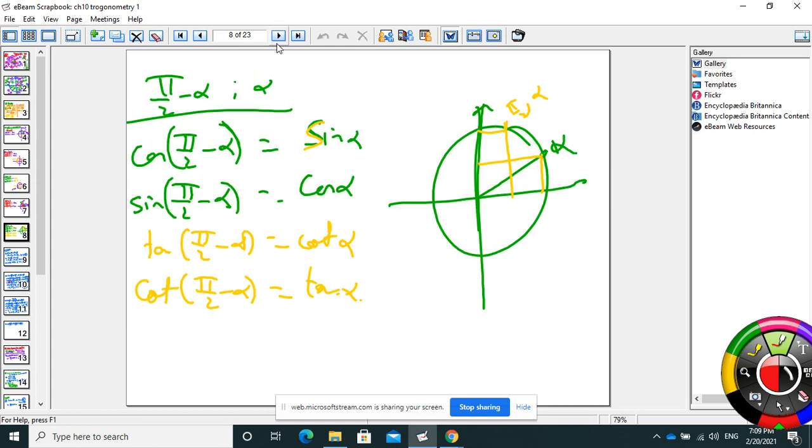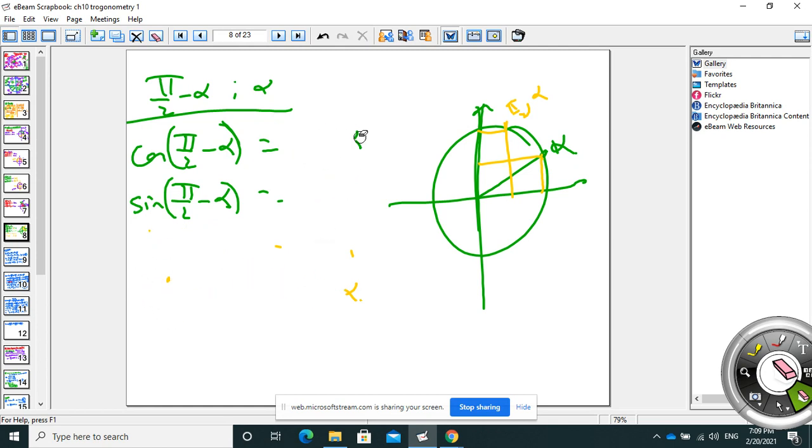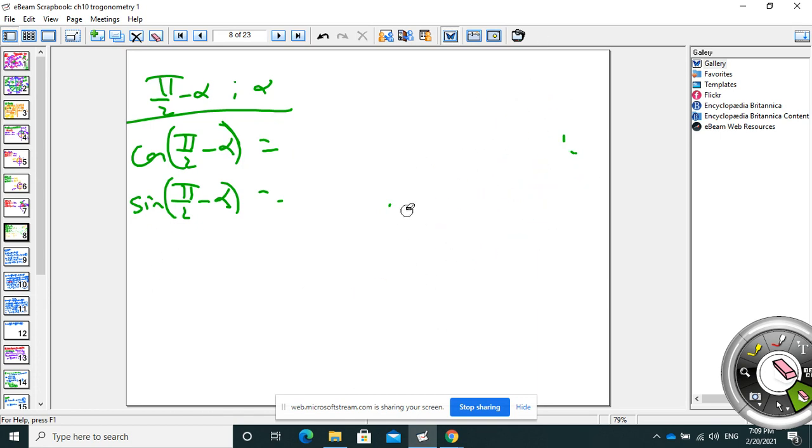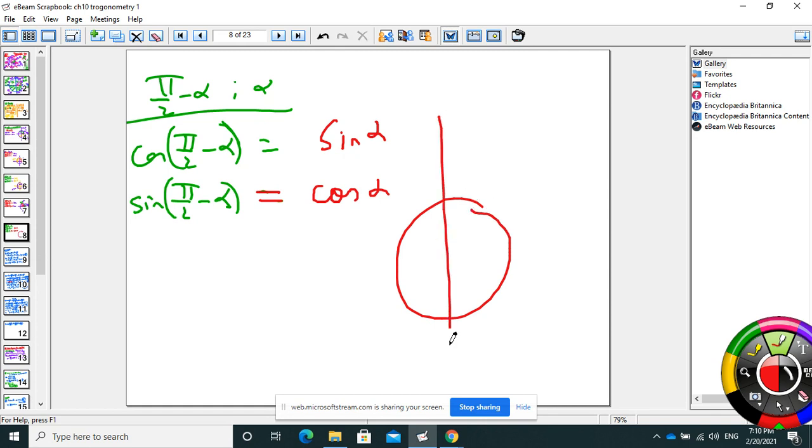Now the same for pi over 2 minus alpha. Because of pi over 2, the cosine becomes sine and sine becomes cosine. Let's do it here. Now the distance will change. So cosine becomes sine and sine becomes cosine. But I need to see the sign, if it's positive or negative. So I do it like this. And now I will see here. So if this one is alpha, then pi over 2 minus alpha is here, I need to go back. That's it. So this is pi over 2 minus alpha.